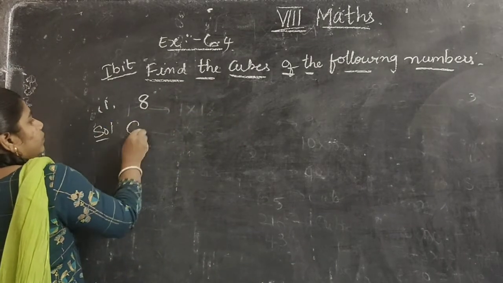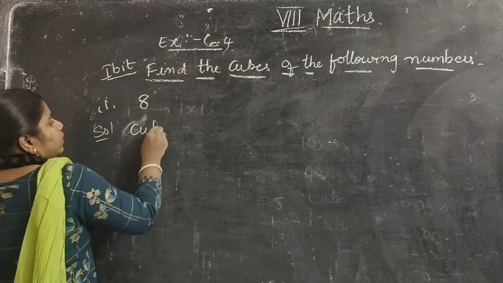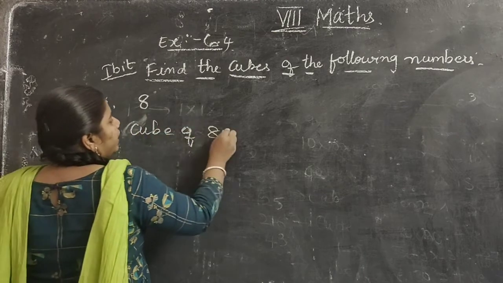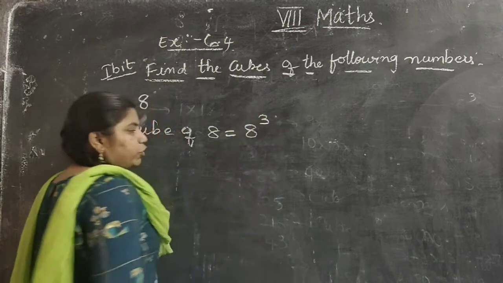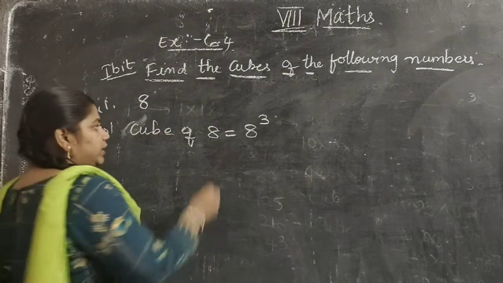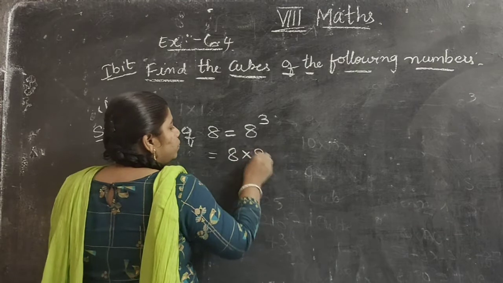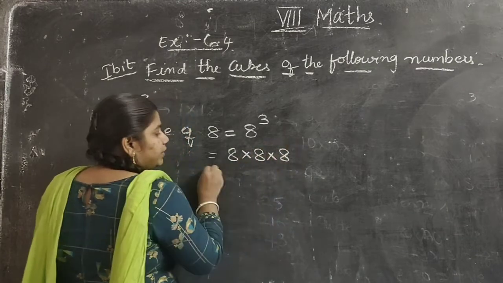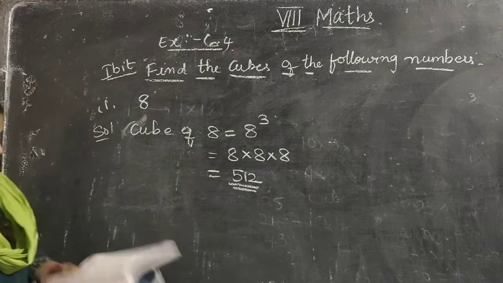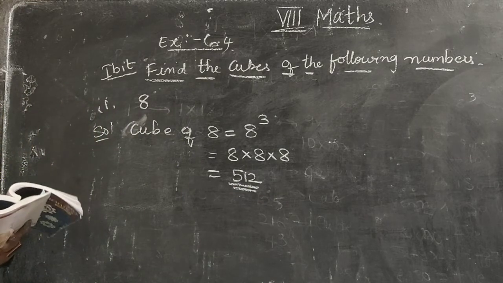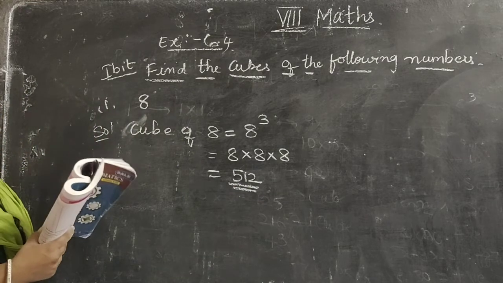Cube of 8, how will you write? That will be equal to 8 cube. That means 8 you have to multiply 3 times. 8 into 8 into 8 will be equal to 512.